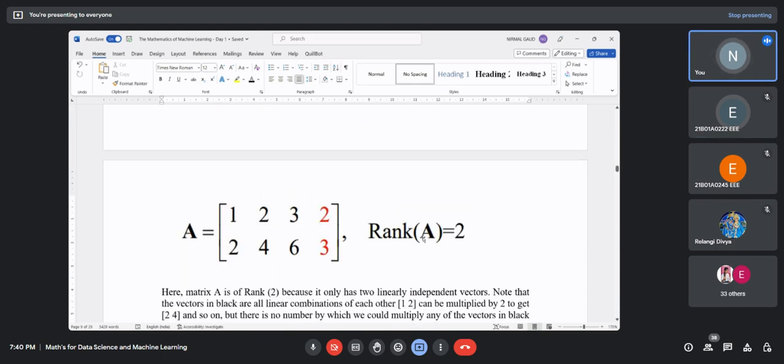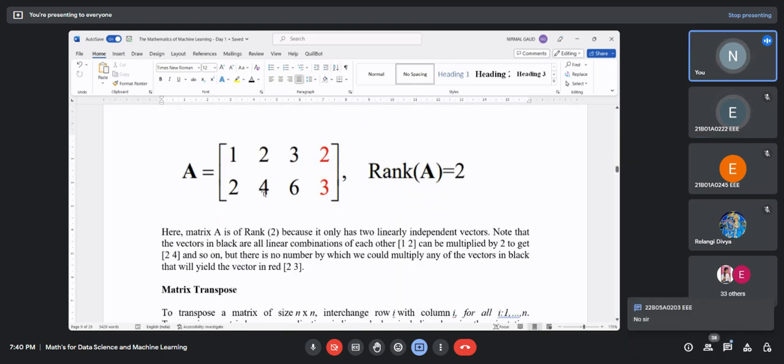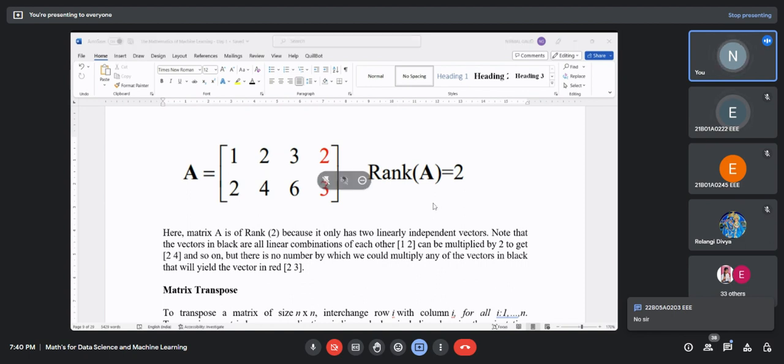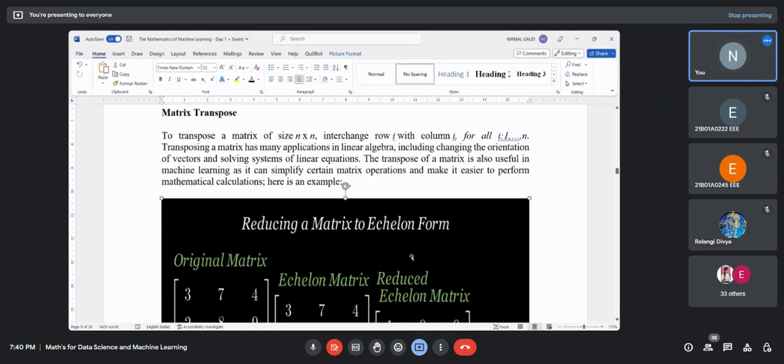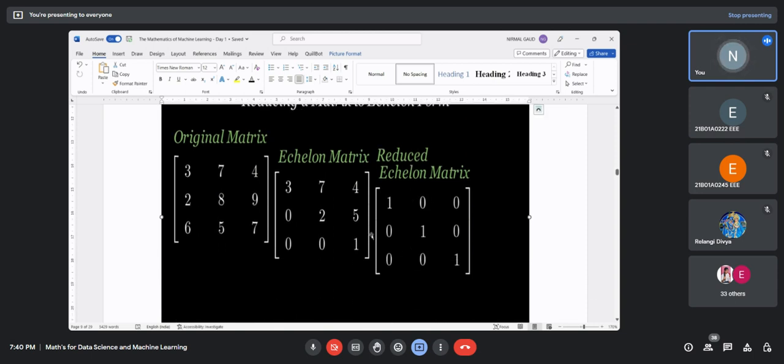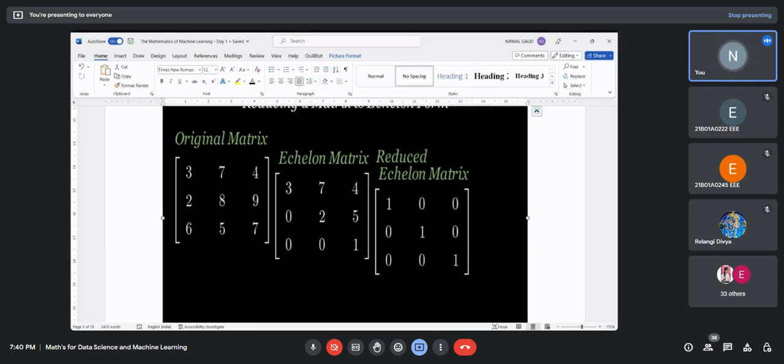Yes, sir. Okay, so from where you missed the concept, did you understand this, the rank of the matrix? Rank of a matrix, matrix transpose. Okay, let me re-explain the matrix transpose. You know that converting rows into columns and columns into rows is called a matrix transpose. It's more required in data science and machine learning.